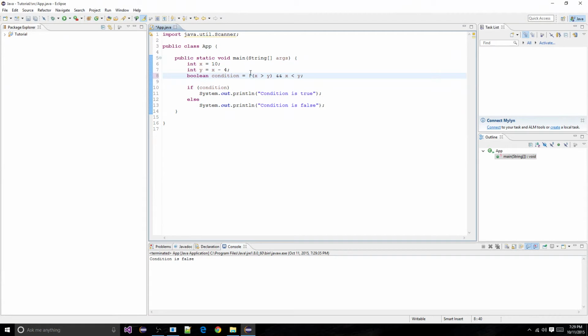So basically, you read it off from left to right. X is not greater than y is what we're checking, and x is less than y. So the condition here is false, and the condition here is false. So for and to be true, for this whole entire thing to be true, that means that both of the conditions on the left-hand side of the and the right-hand side of the and have to be true.